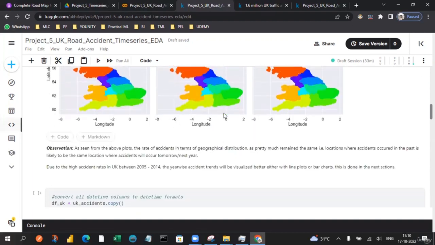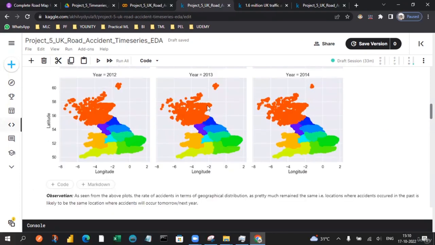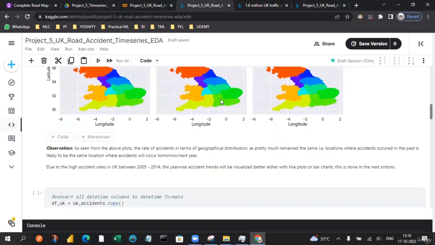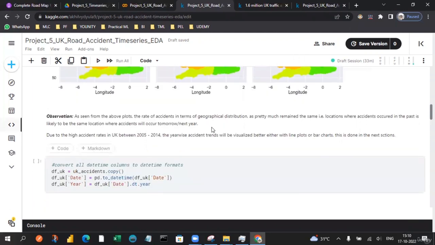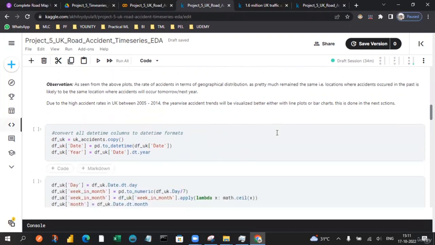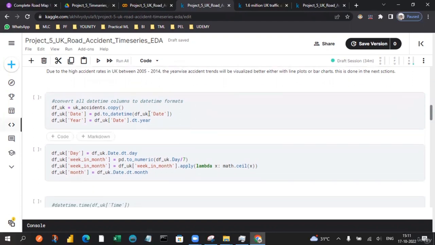So the quick observation from this plot is that the rate of the accidents has a geographical distribution that remains pretty much the same, in the same locations where accidents occurred in the past. So it is likely the same location where the accident will occur tomorrow or maybe the next time, which is also some kind of trending nature that may occur in some cases. And due to the high accident rates in the UK between 2005 and 2014, the accident trend will be visually better shown with line plots and also bar plots. This can be done in the upcoming classes. So let's see how that is going to happen.